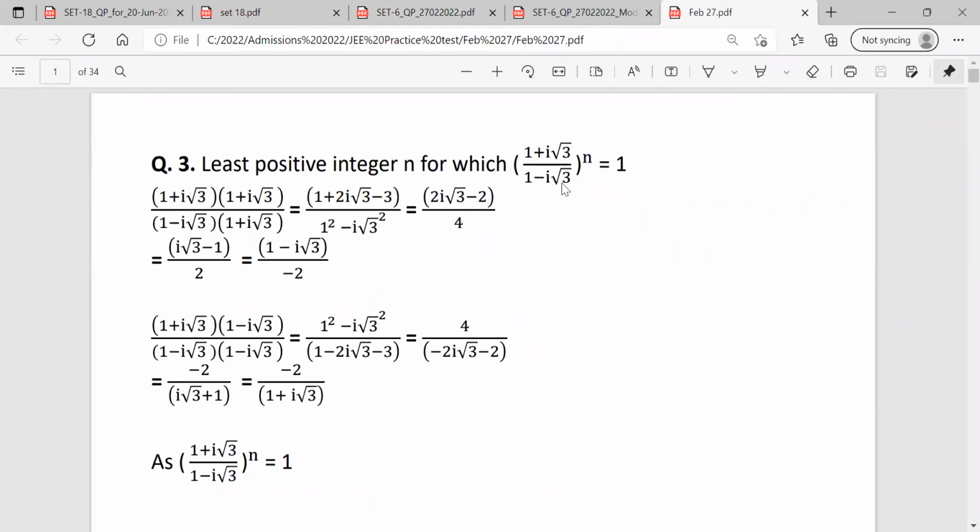So using steps, we'll solve this question in this manner. We are going to rationalize this, that is, multiply both the numerator and the denominator. The first case is 1 plus i root 3 by 1 minus i root 3 multiplied by 1 minus i root 3 divided by 1 minus i root 3. The second case is 1 plus i root 3 by 1 minus i root 3 multiplied by 1 plus i root 3 by 1 plus i root 3.